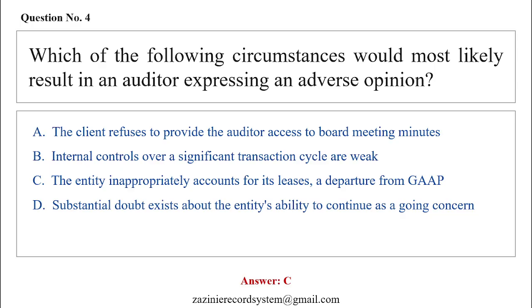Explanation. Letter C is correct because inappropriately accounting for leases is a genuine departure from GAAP, and severe departures from GAAP are exactly what leads to an adverse opinion. Scope limitations, like being denied access to board minutes, point toward a disclaimer instead, and going concern doubt leads to an entirely different kind of report.